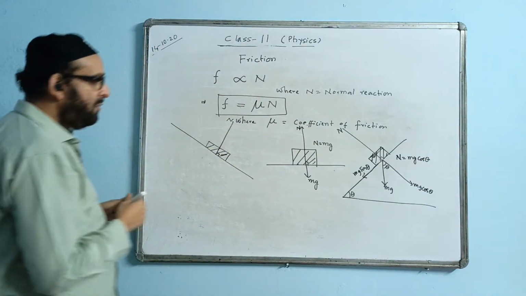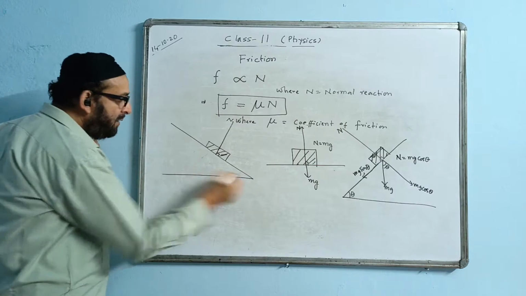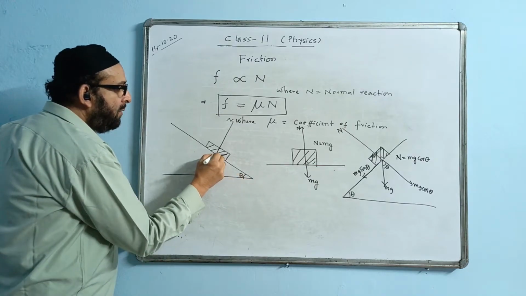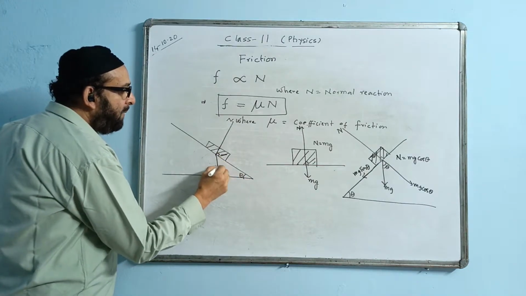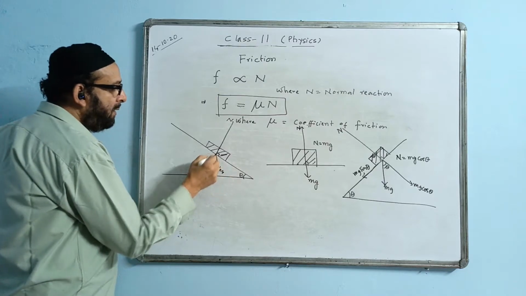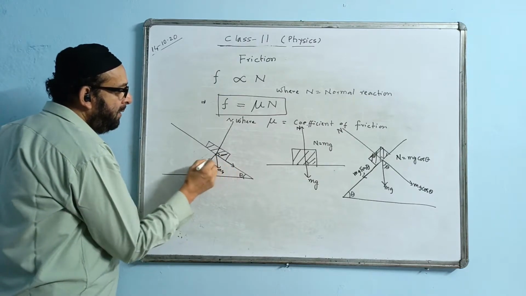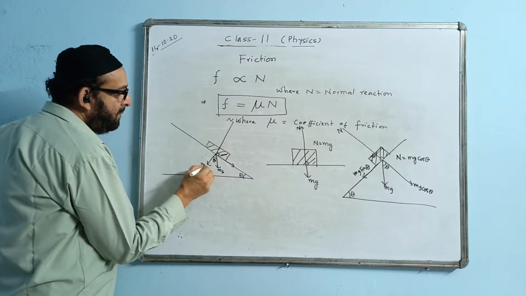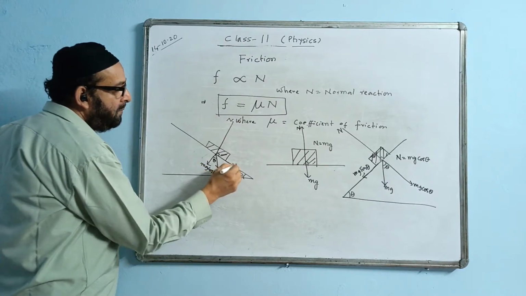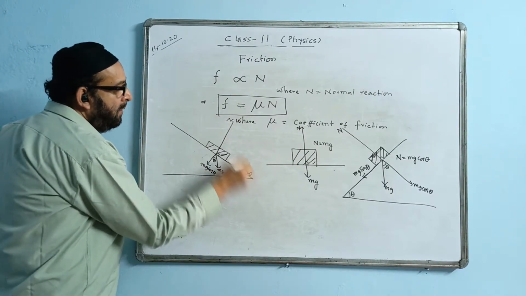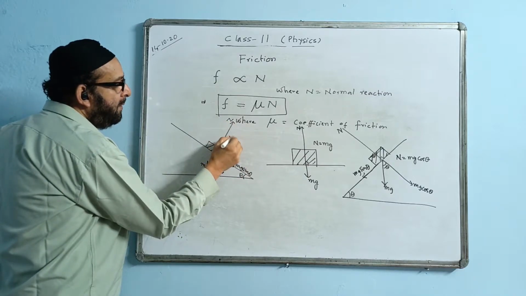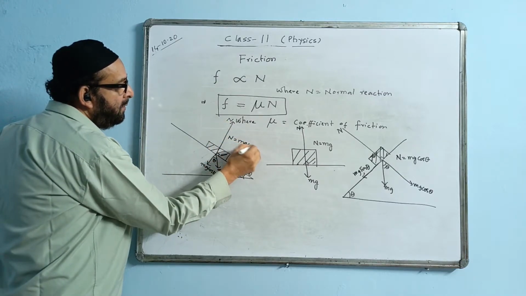In this case, again we will check. Here is the angle theta. Here the weight of the body will be acting vertically downward. Here again we will break it like this and like this. This is the angle theta. This will become mg cos theta, and this will become mg sin theta. That means the value of N will again be equal to mg cos theta.